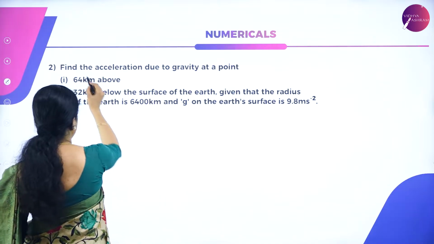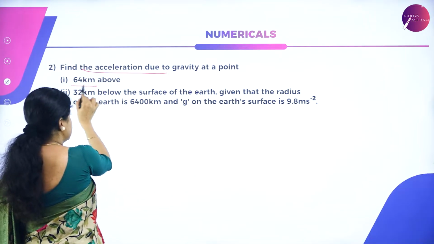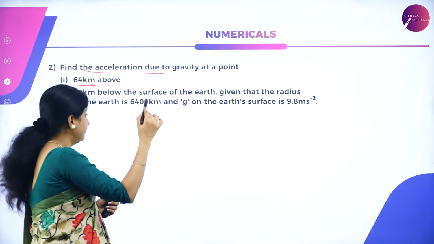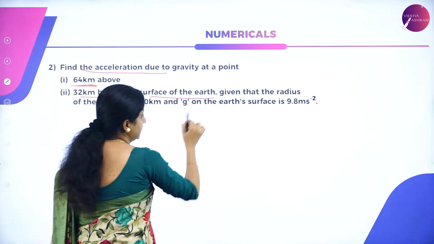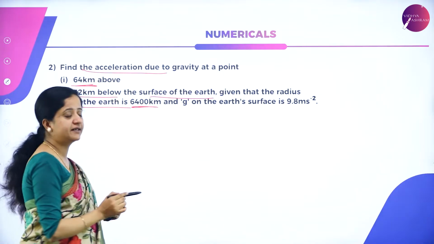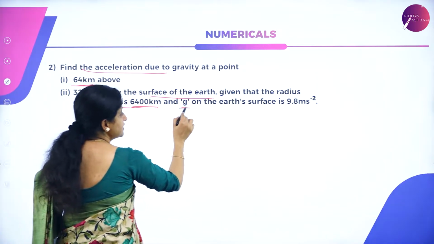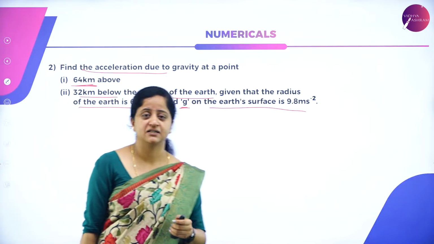Here we have the second problem. Find the acceleration due to gravity at a point 64 km above and 32 km below the surface of the earth. Given that the radius of the earth is 6400 km and acceleration due to gravity on the earth's surface is 9.8 meter per second square.